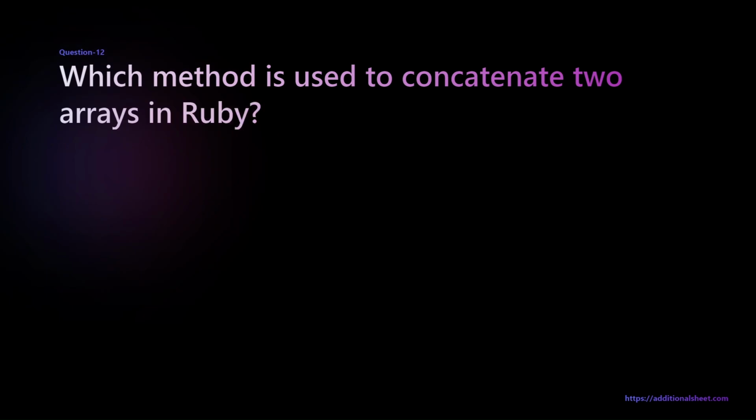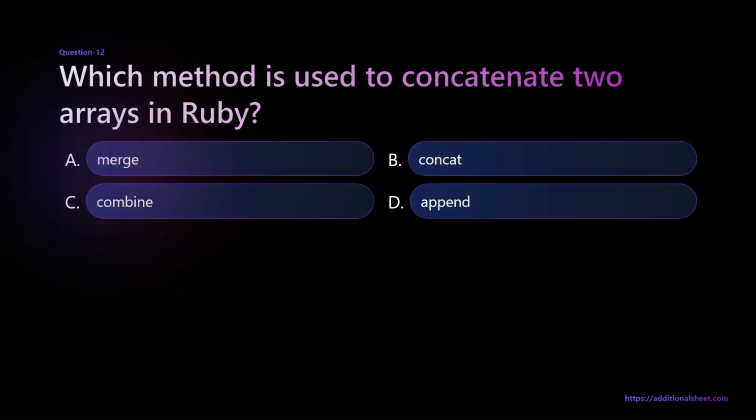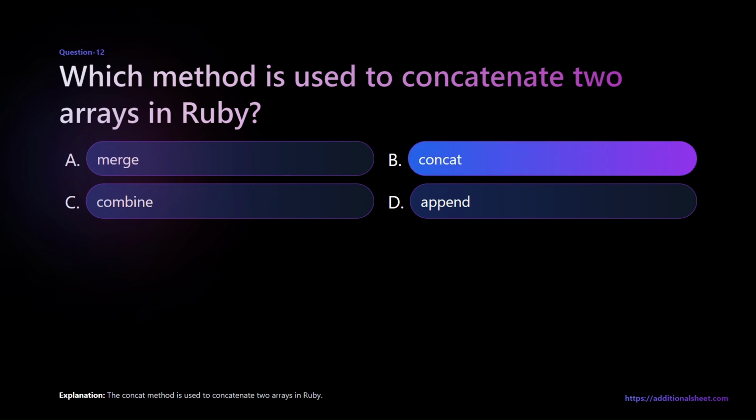Which method is used to concatenate two arrays in Ruby? Option A, merge. Option B, concat. Option C, combine. Option D, append. The correct answer is option B, concat.